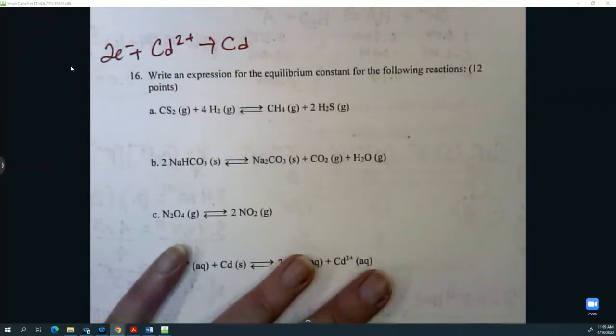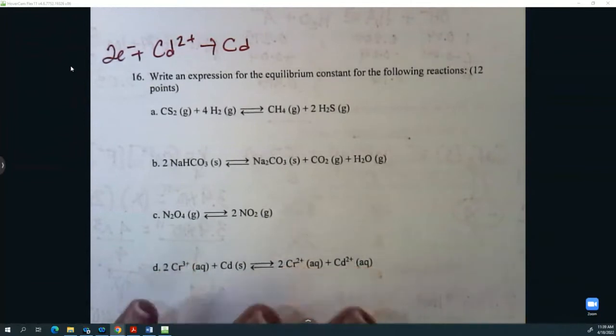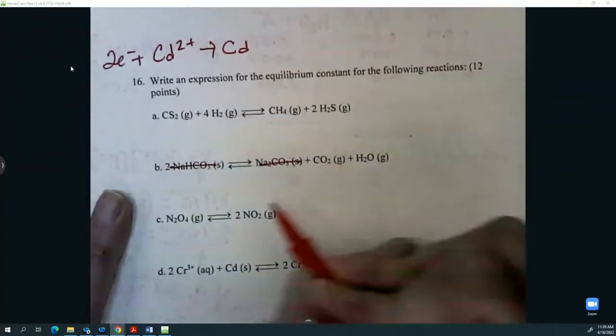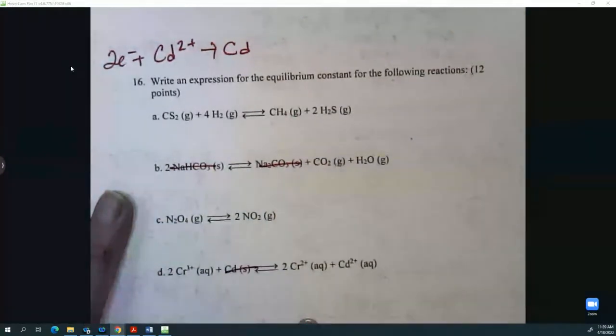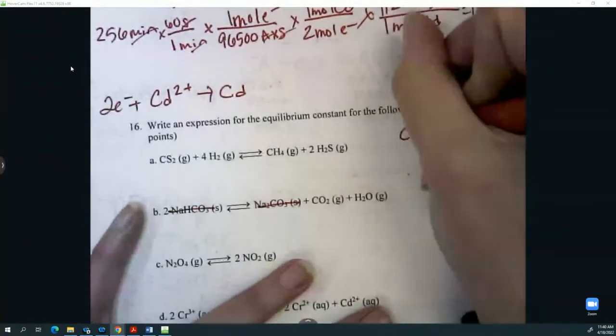All right, write an expression for the equilibrium constant for the reactions. Okay, so there's not much to remember here except products on top, reactants on bottom, stoichiometric coefficients become powers, and then the big one that we forget sometimes: solids do not get included, and if there were any pure liquids, those don't get included either, but aqueous and gas do. So now I'm ready.